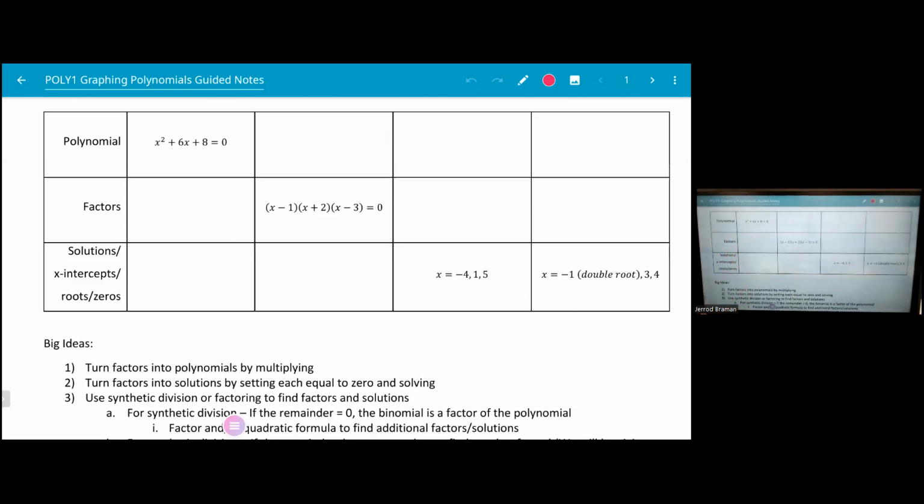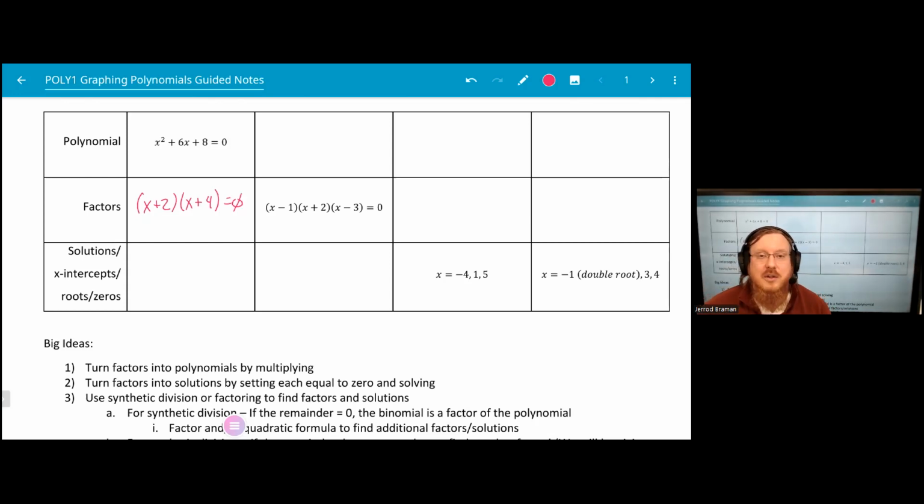If I've got this polynomial of x squared plus 6x plus 8 equals 0, I can factor this. I know that there's something that multiplies to 8 and adds to 6. My factors in this case would be x plus 2 times x plus 4 equals 0, with my factors being x plus 2 and x plus 4.